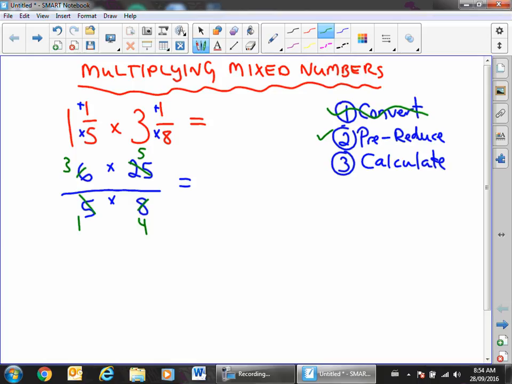So now we're going to calculate. We've done our reduction, and now we're going to calculate. So if I look at this, I'm now going to have 3 times 5, which is going to equal 15. And we have 1 times 4, which is going to be 4. And we know that that is going to equal 3 3/4.